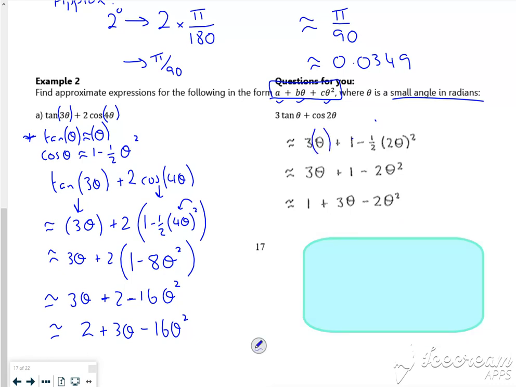So the theta's there, and the 1 minus a half, that's square it, and then half it. So that's okay, isn't it? So you've got to be careful now when it's the 5 meters.